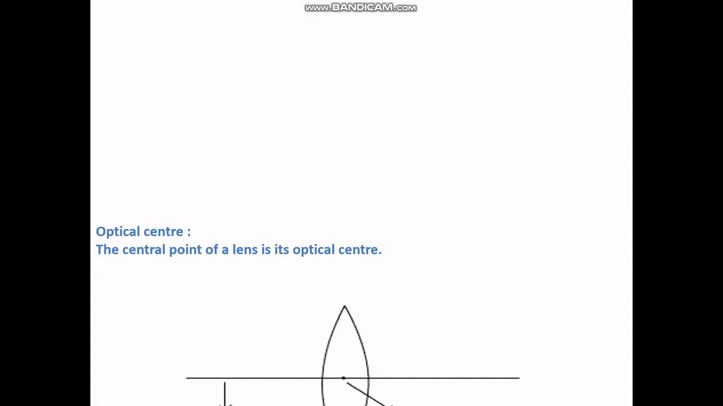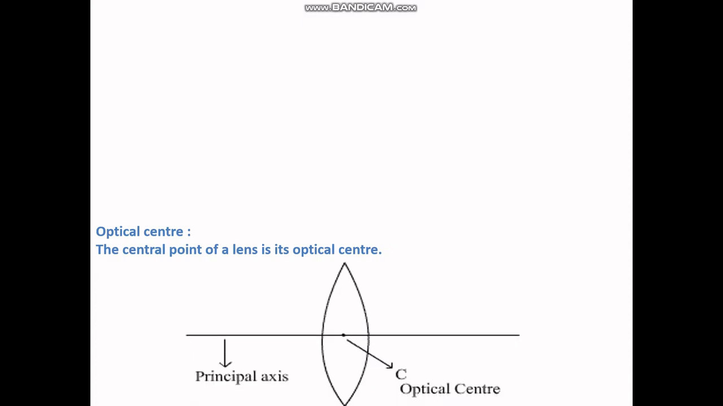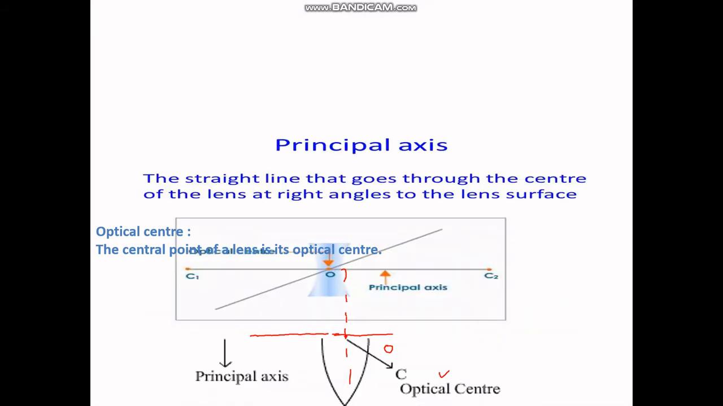Optical center. The central part of the lens is its optical center. So this line we had said was an axis, the principal axis we had defined earlier. Now here, this is absolutely the middle of the lens, right? This middle of the lens is known as the optical center. It is usually represented by O.